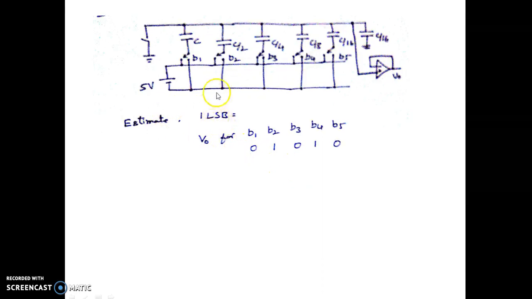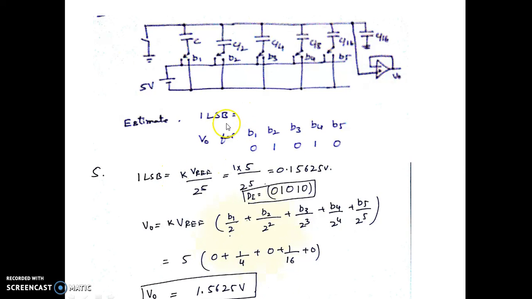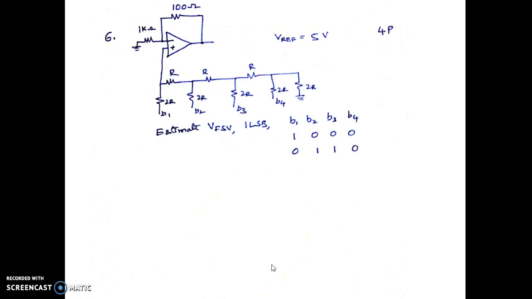We are asked to find what is the 1 LSB for this circuit and what is the output voltage for this combination of the input bits. So 1 LSB, since we know that it is K into V reference by 2 power n. So here n is equal to 5. As you can see here, this is 1, 2, 3, 4, 5. Upon substituting, we are getting it as 0.15625 volts. Since DI is given as 01010, upon substituting that, we get V0 equal to 1.5625 volts. This is a straightforward calculation.